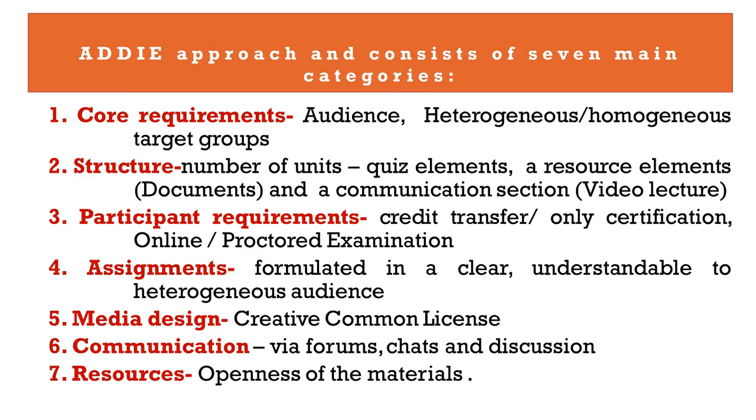Under this approach, there are 7 main categories to take into consideration. First, the core requirement. As a teacher, whenever you develop MOOC courses, we need to understand the overall audience. So the audience plays a very, very important role. Whether your course is targeted only at graduation students, undergraduate students or postgraduate students, the audience is very important. That's why you call it a heterogeneous or homogeneous target group, or maybe your course is generic, so that all disciplines can access it. That's how you decide the core requirement.